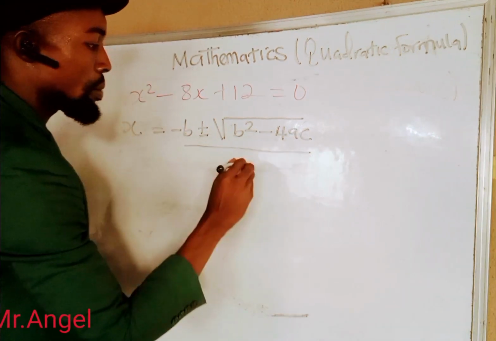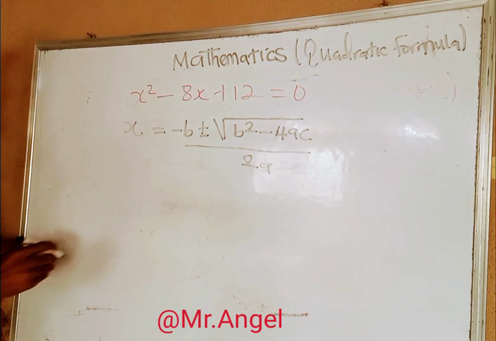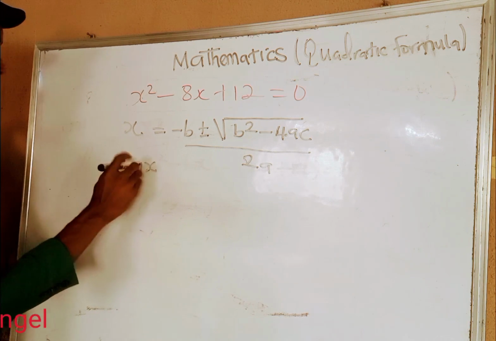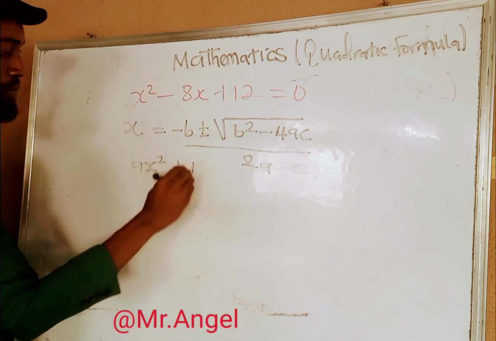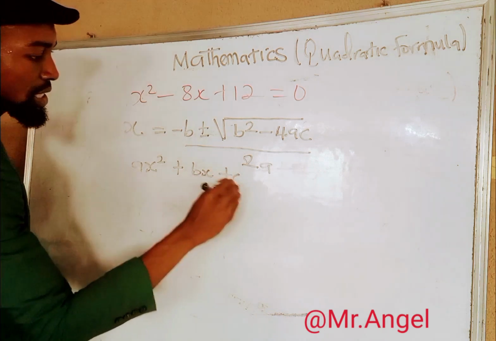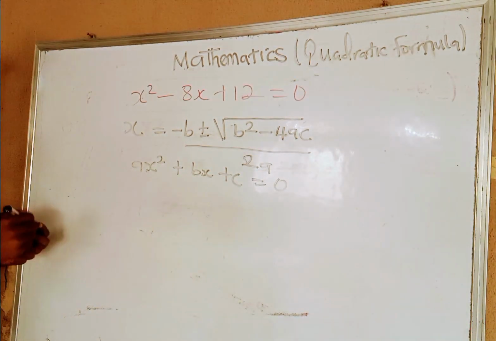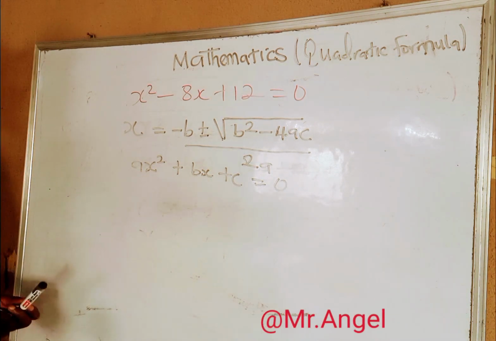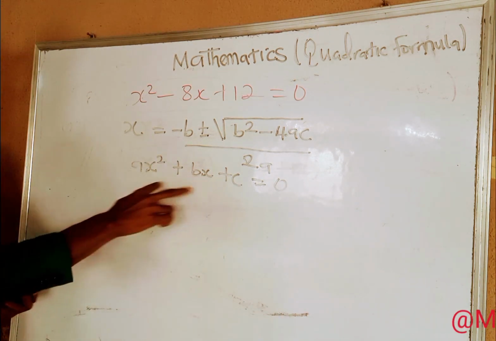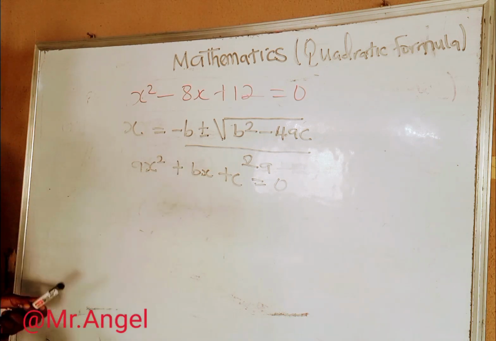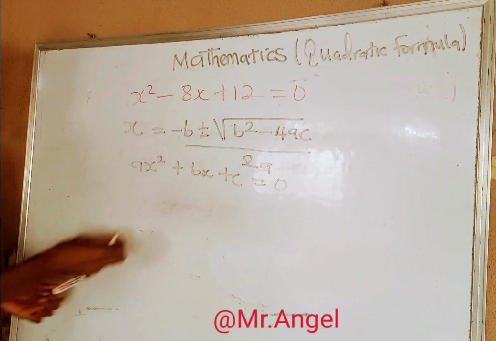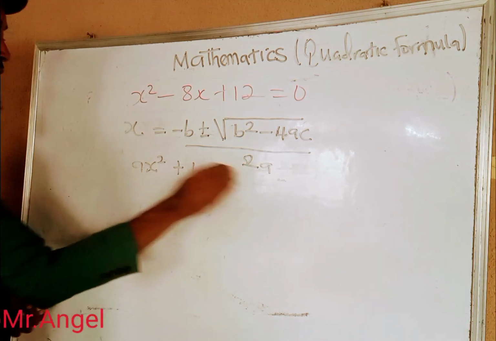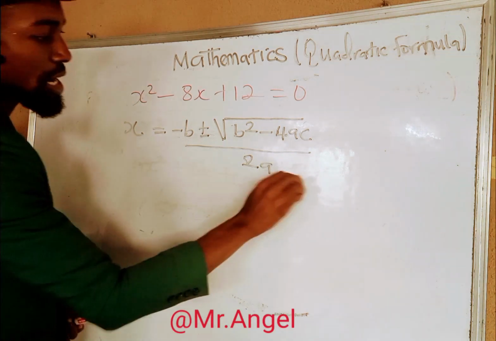all divided by 2a. Remember, in a quadratic equation, this formula is derived from ax squared plus bx plus c equals 0. From here, our a and b are the coefficients, while our x is a variable, and c here is a constant number. So that is not what we're going to do.